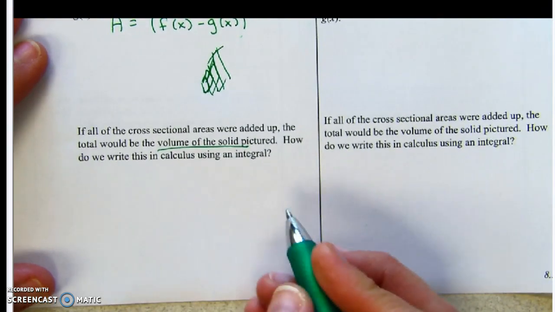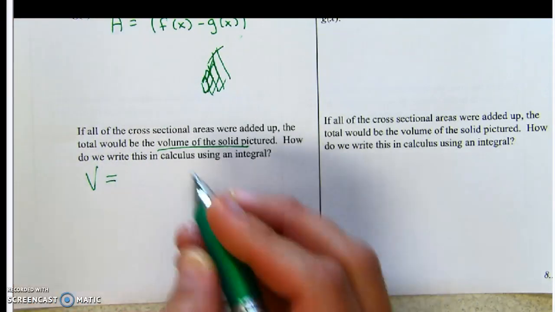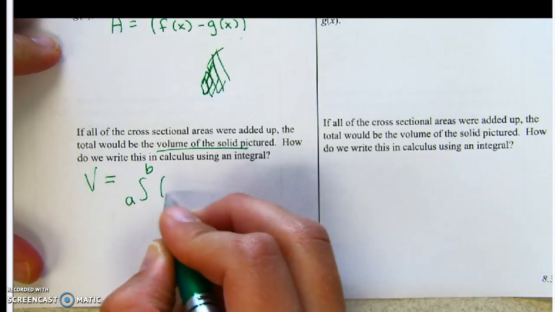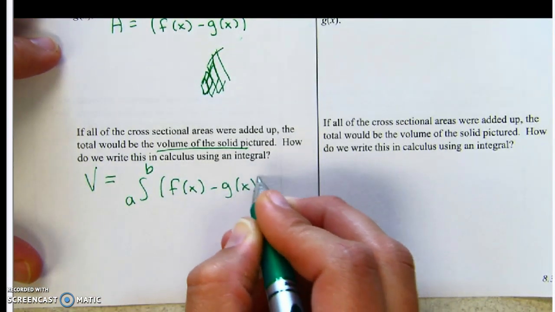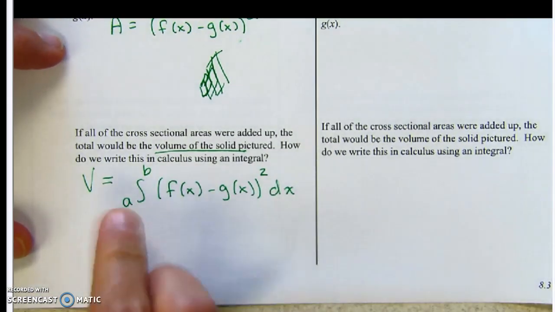How do we write this in calculus using an integral? The total volume would be, we're going to go from A to B, of the f function, or the top, minus the bottom, squared dx. That's it, y'all.